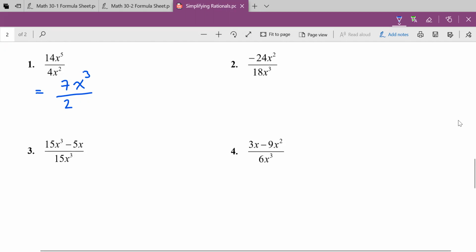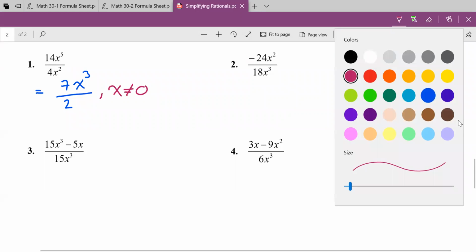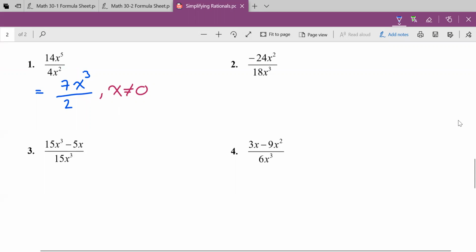Now what's really important here though is our non-permissible value, and where do I look for it? My non-permissible value, I'm going to look at the beginning, not at the end, because if I looked at the end, I would say, hey, there are no non-permissible values. That's not true. We have to look at the beginning. So if I come back and look at the beginning, what I'm going to be able to say is x can't equal 0. So search for non-permissible values before we simplify.